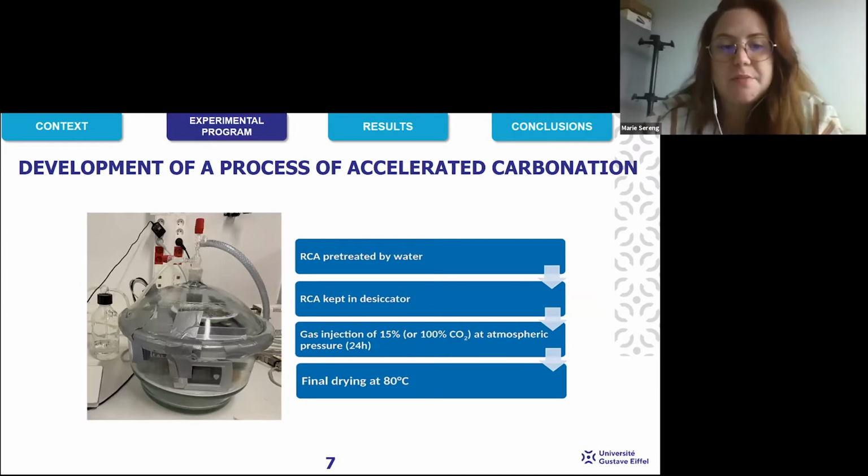After this water pretreatment, RCA are kept in a desiccator. A gas of 15% or 100% of CO2 concentration is injected at atmospheric pressure during 24 hours. After accelerated carbonation tests, RCA are dried to remove all free water.